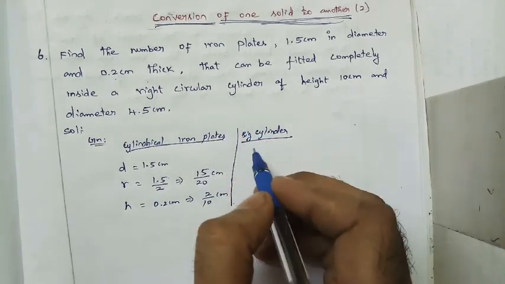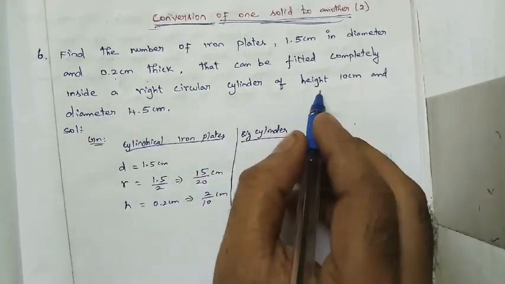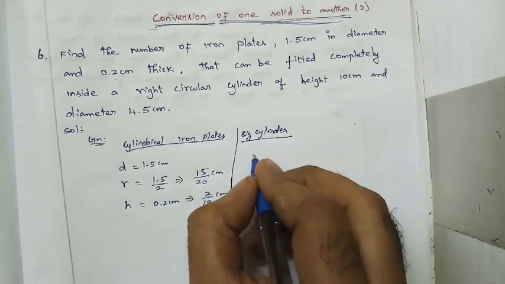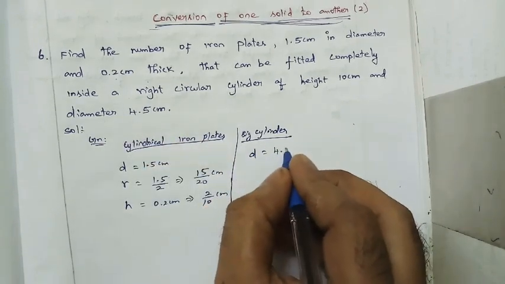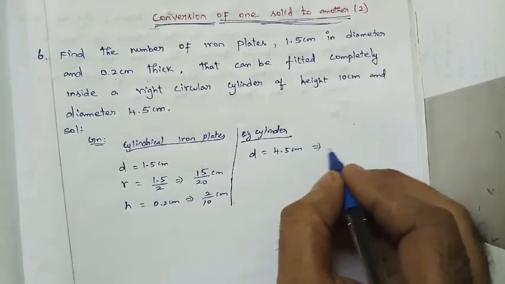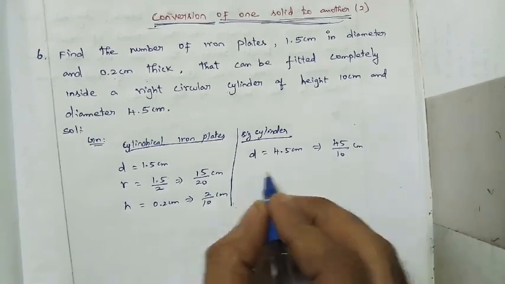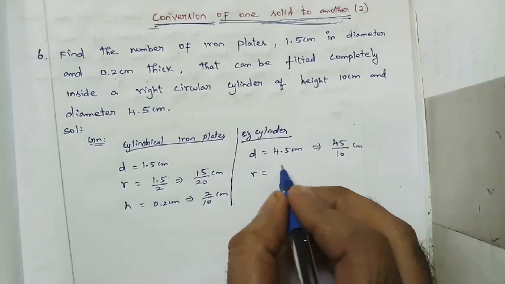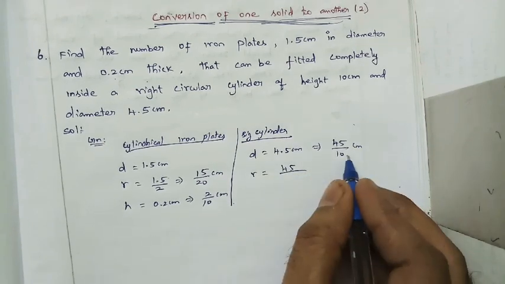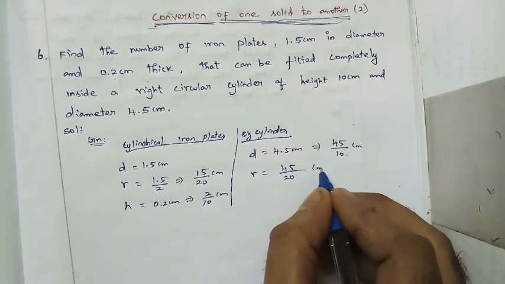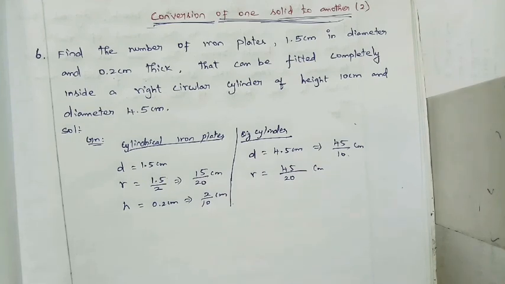Next one is the big cylinder. The diameter of the big cylinder is D equal to 4.5 centimeter. First convert it into a fraction: 45 divided by 10 centimeter. So the radius is dividing by 2, so 45 divided by 10 into 2 is equal to 20 centimeter, that is 45 divided by 20 centimeter.